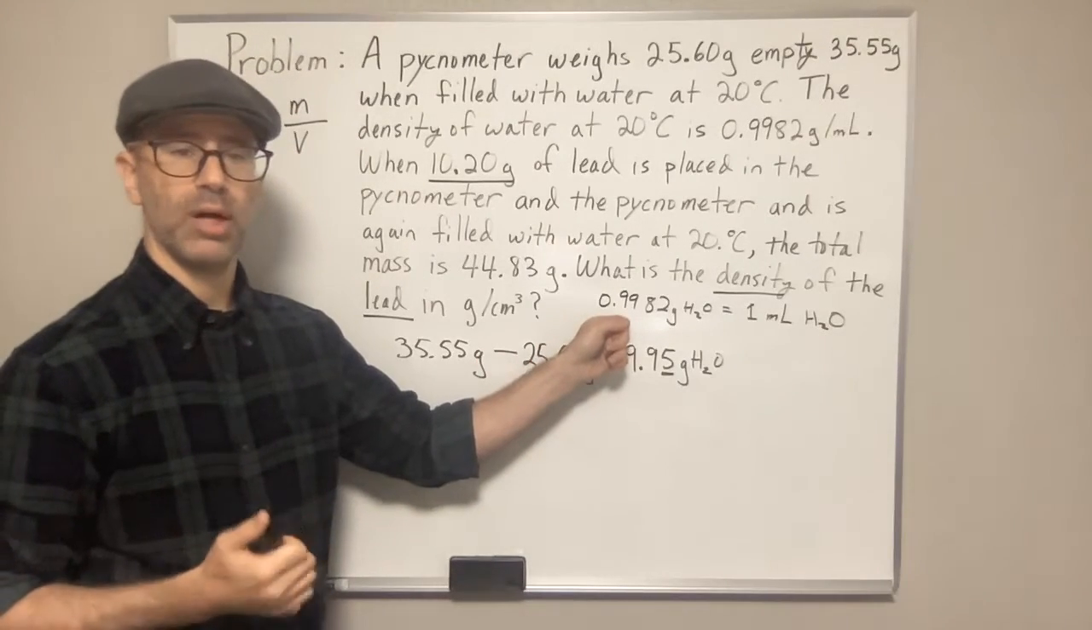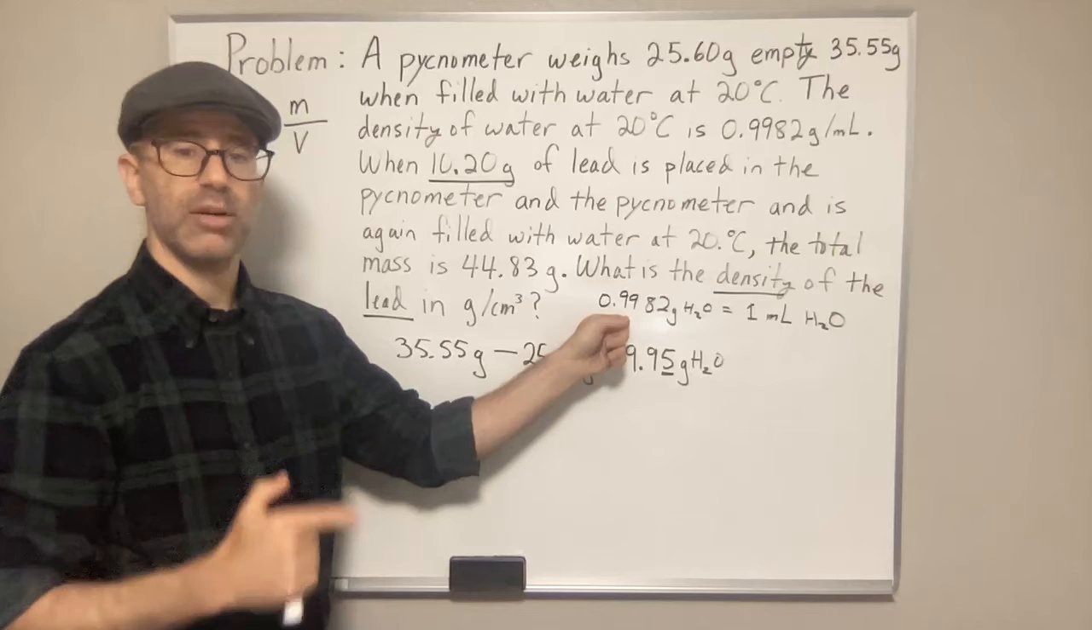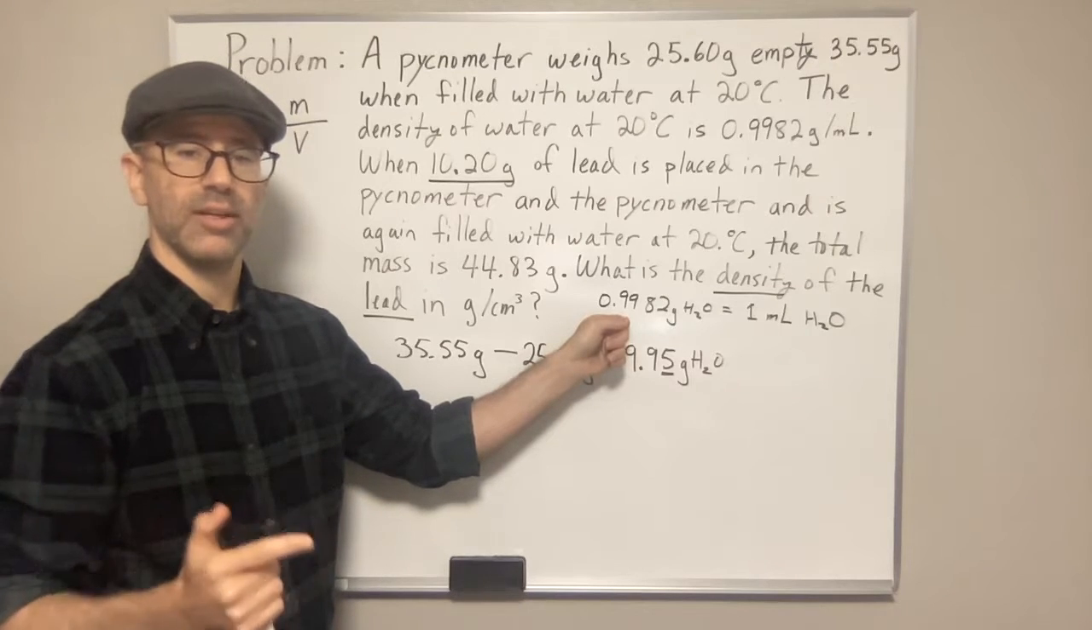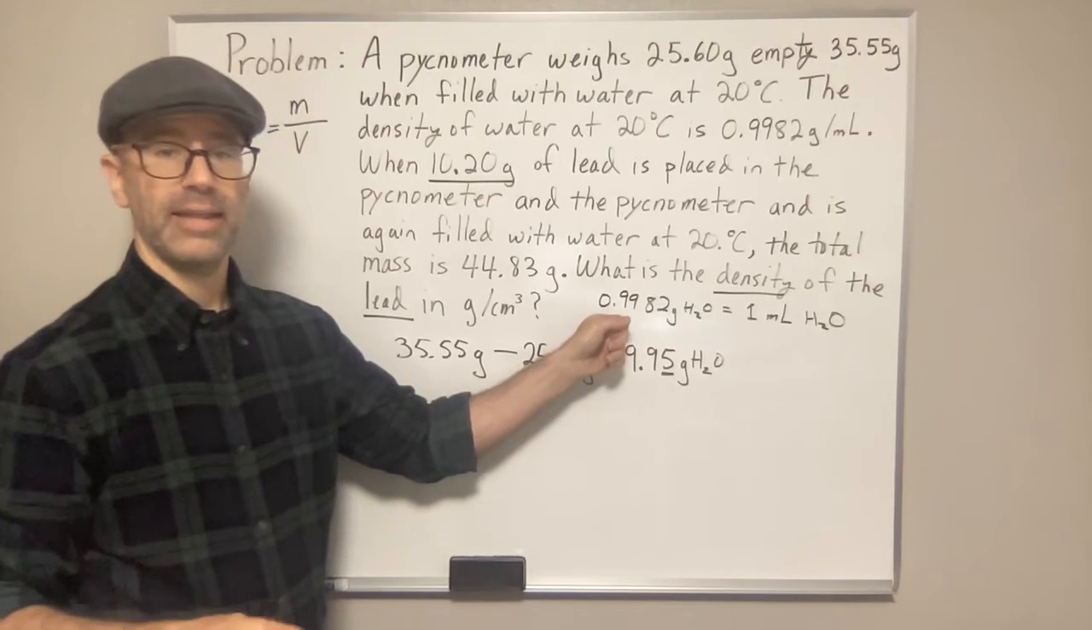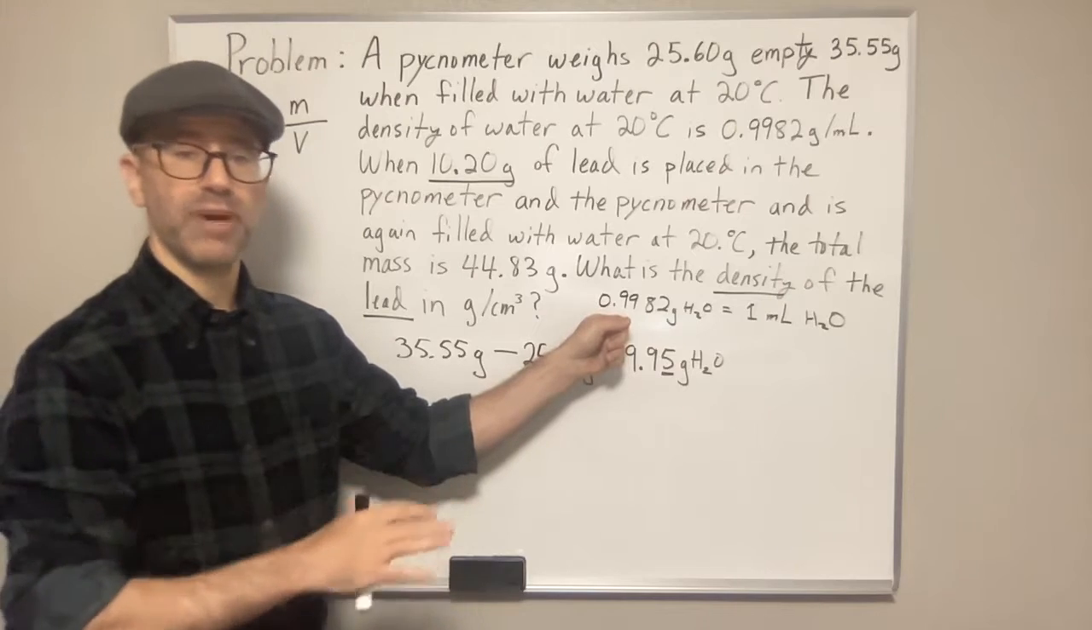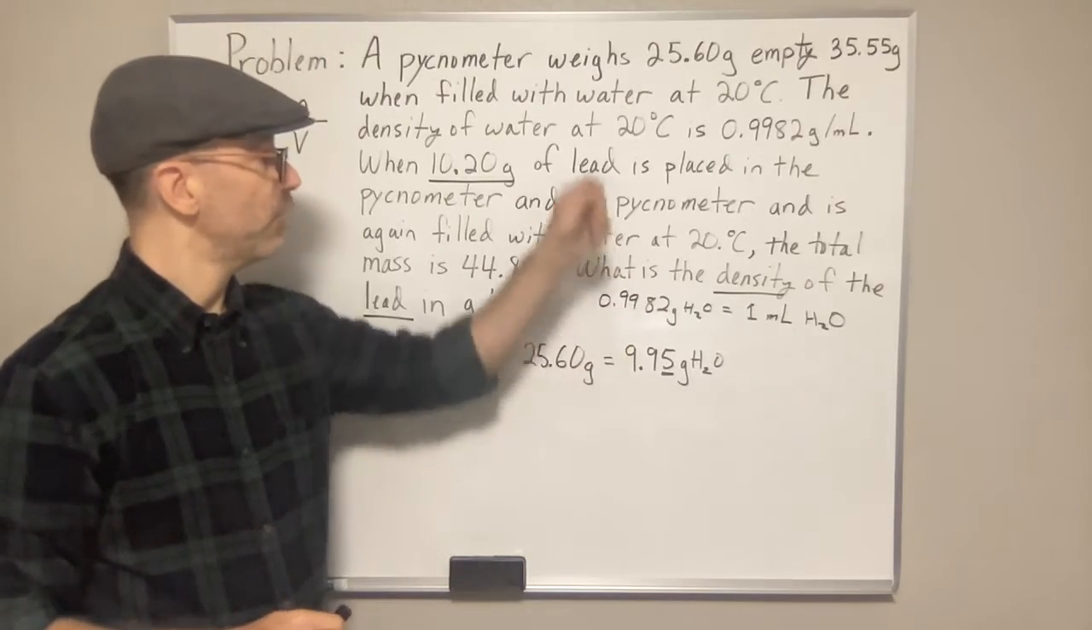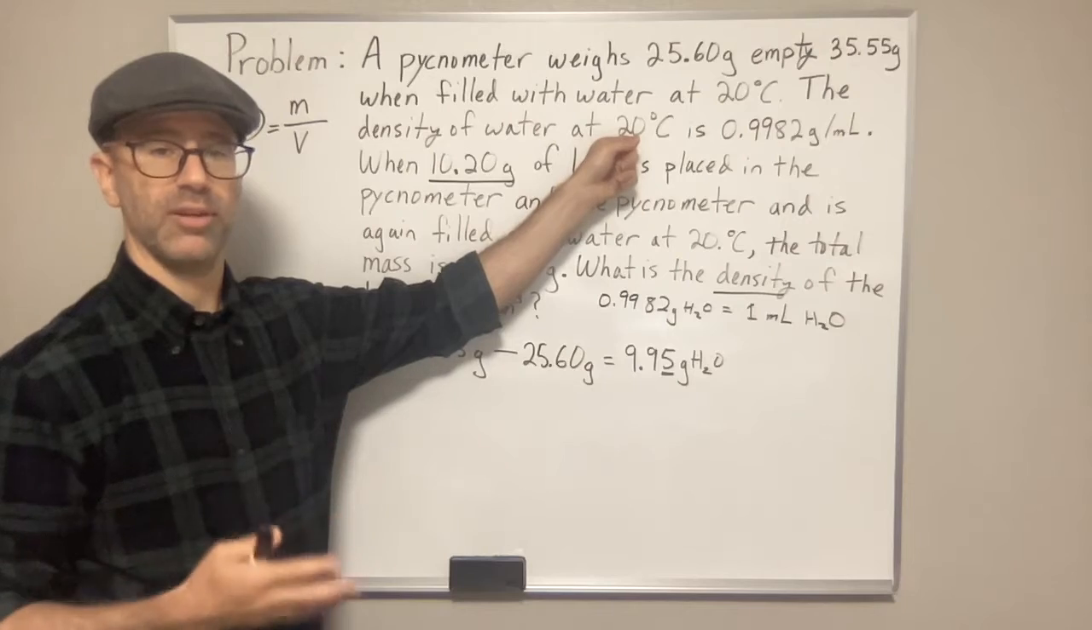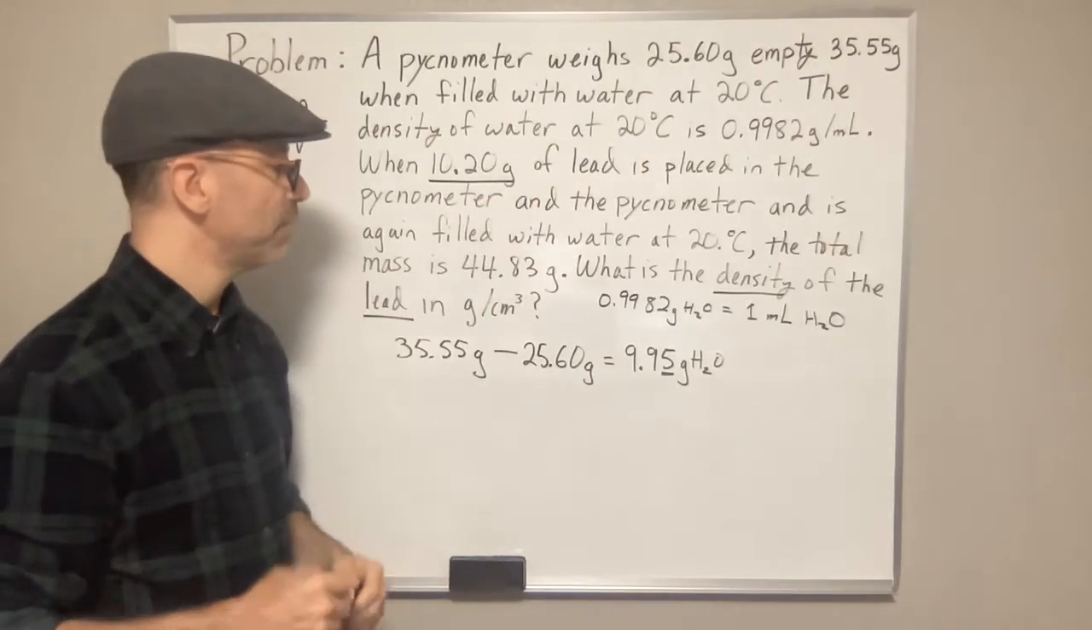Now you might be thinking, well, isn't 1 gram of water equal to 1 milliliter? Isn't that what it is? Well, that depends on the temperature, and that's usually at room temperature or 25 degrees. But here we have 20 degrees, so the density is not going to be exactly 1.